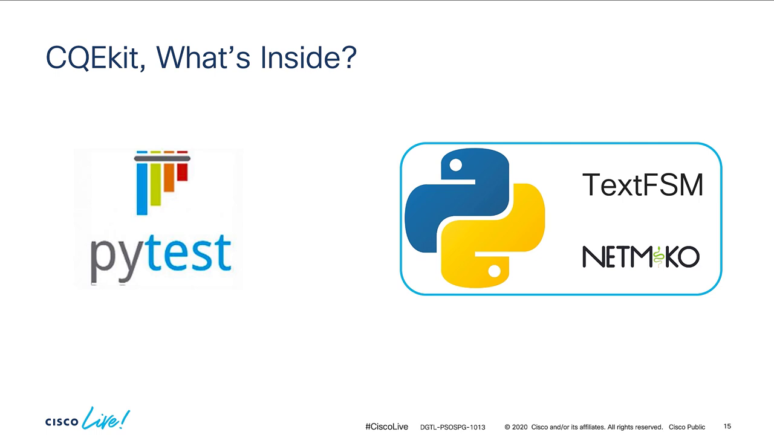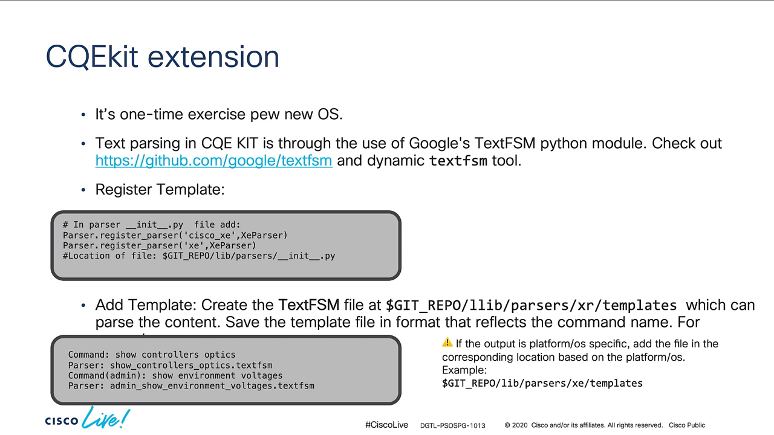And I will just showcase one example for adding a new operating system into the system. Let's take a look at it. Let's say we want to register a new operating system for the CQE kit. We can register just XE, for example. At first, we are creating and registering the template showcased in the first gray rectangle, when we add a TextFSM file to the templates, which can parse the content. That's a one-time exercise per new operating system, and it just gives you an idea how easy it is to add the system.